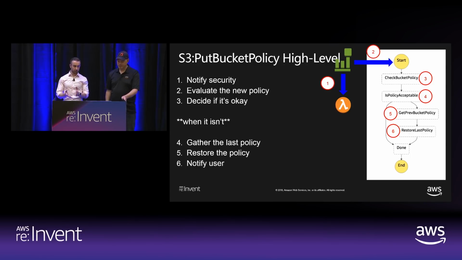Really quick, high level, the steps are notify, evaluate, decide, and in this case, the point of the demo is to demonstrate what happens when it is bad, because it would be pretty boring if it was just a good one and we let it go. We want to gather the last known good, restore, and notify. So how are we going to do that? We're going to do that with Step Functions.